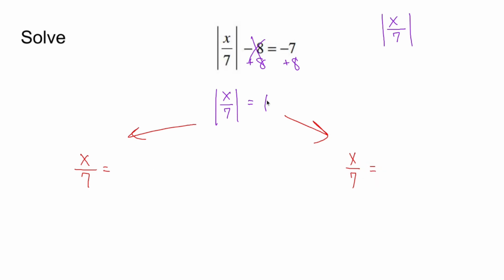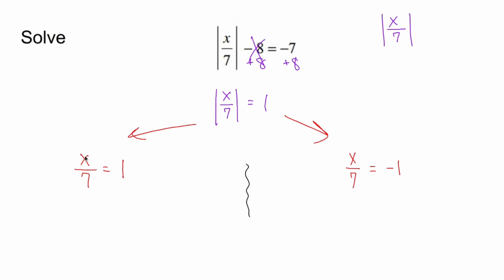It equals 1. So what you're going to do is for one of your equations, you're going to keep the right side exactly the same. For the other equation, you take the opposite of the right side, which is going to be negative 1. Now you take each equation, you have two of them, and you solve each one individually.